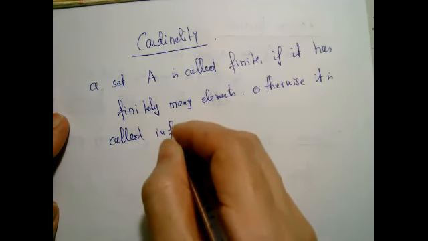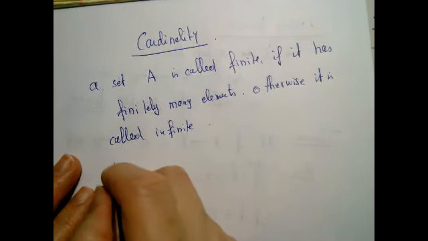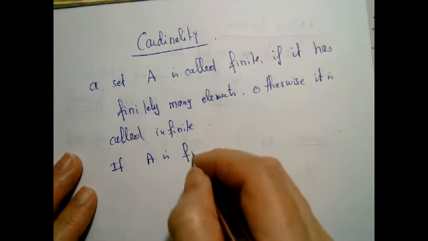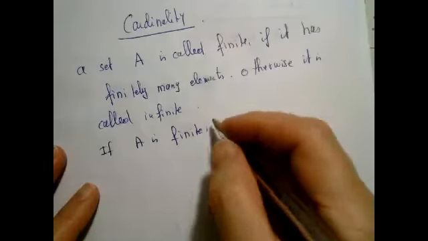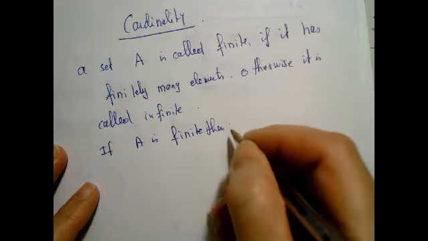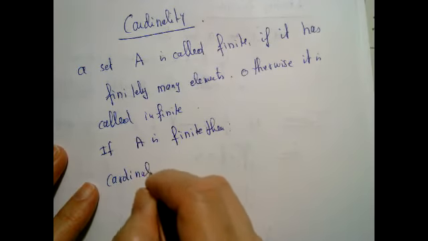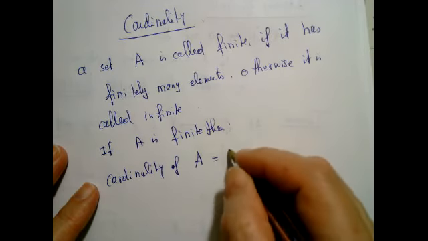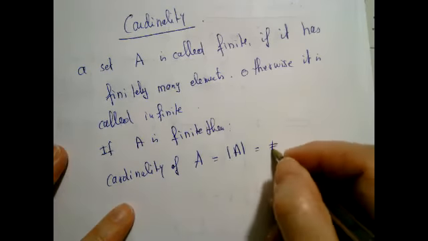Like N, Z, all those are infinite. Now, if A is finite, it's a set, a collection of objects, then the cardinality of A is the number of elements, which is denoted like this: the number of elements of A.